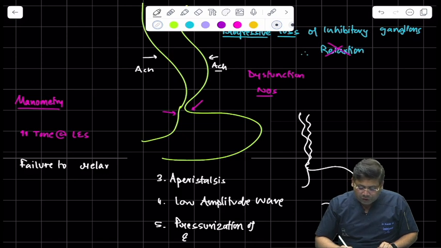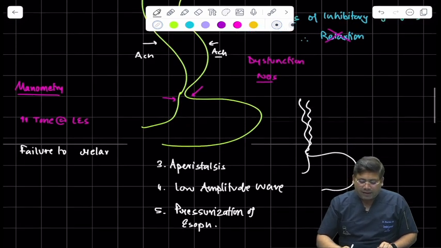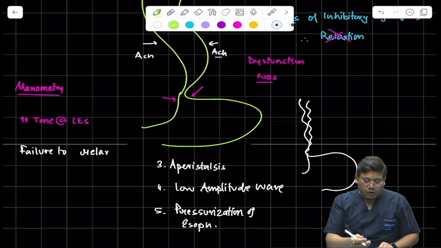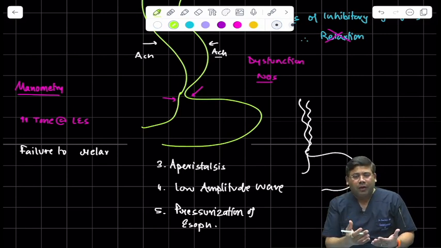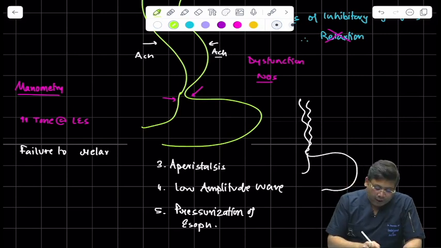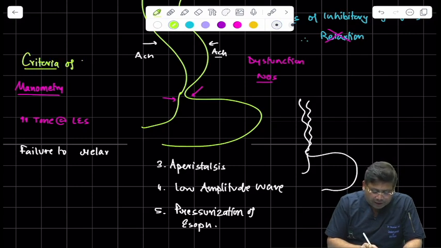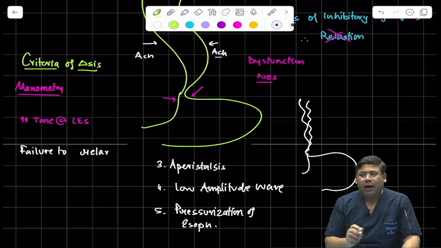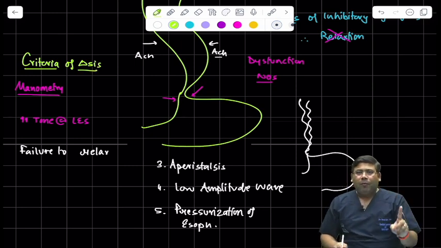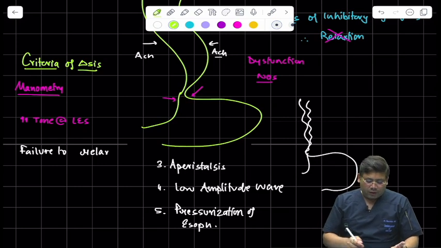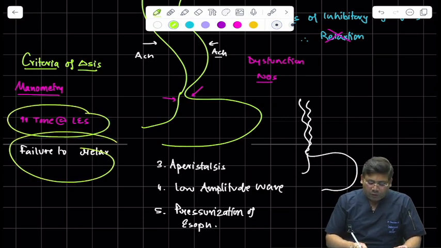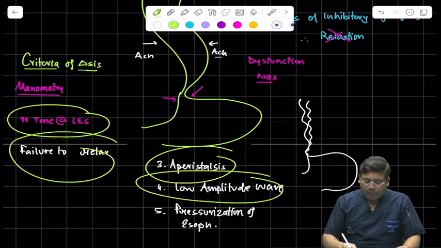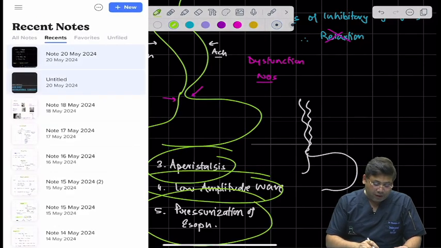So pressurization of the esophagus, aperistalsis, low amplitude, failure to relax, and increased tone, this is the criteria for diagnosis of achalasia. So what is the criteria for diagnosis? It is very important that achalasia is a manometric diagnosis. So increased tone, failure to relax, aperistalsis, low amplitude wave, and pressurization of the esophagus.